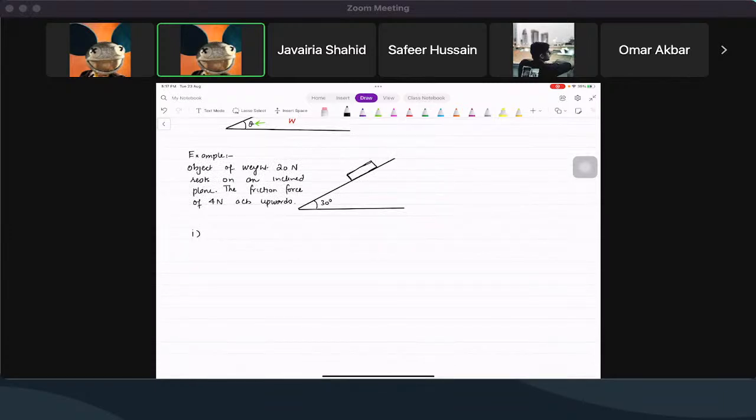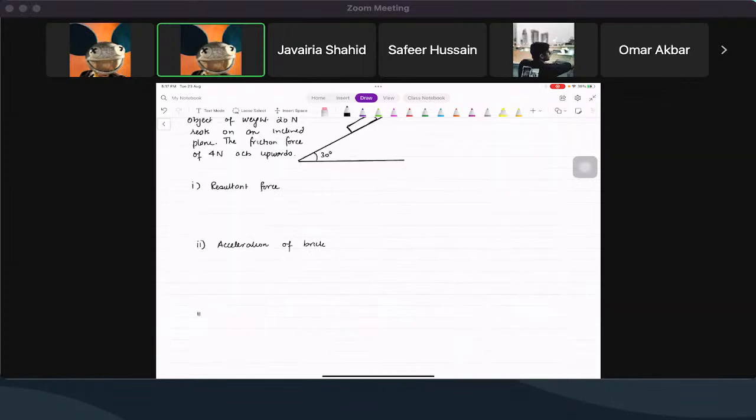Now, first of all, in the first part, they want us to find the resultant force. Then they want us to find the acceleration of the brick, and finally they want us to find the reaction force on the brick by the slope. This is what we're looking at.